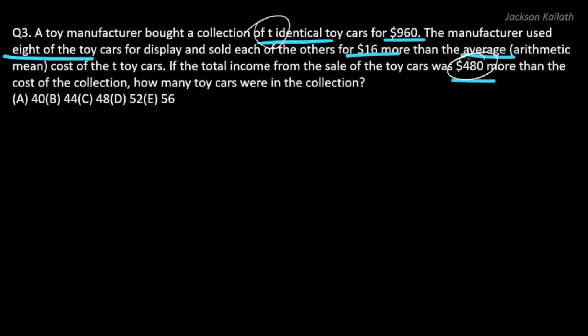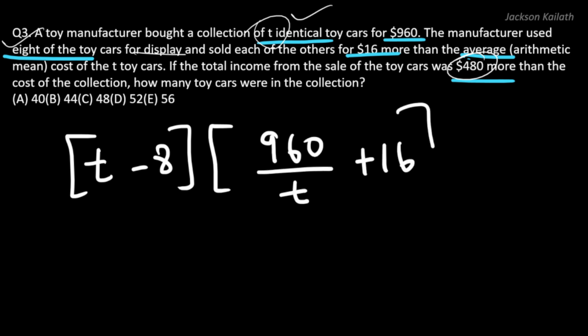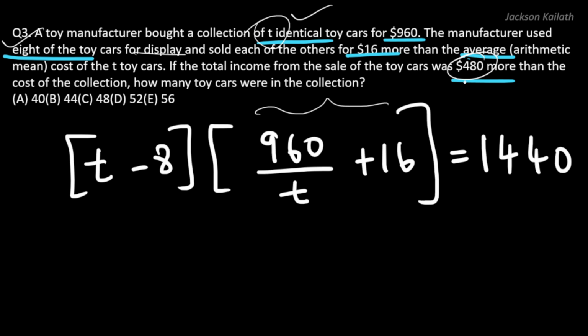So what's the information that we have over here? Initially we had T toy cars and he's keeping 8 of them for display. So he's left with T minus 8 toy cars, and the sale price is $16 more than the average. The average we know is 960 divided by T, and 16 more, that's 960 by T plus 16. So when he sells the T minus 8 toy cars at this price, he's making $480 more than the cost. So the cost was 960. So 960 plus 480 gives you 1440.